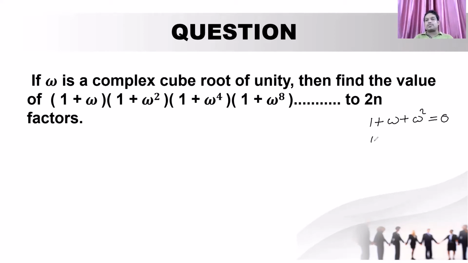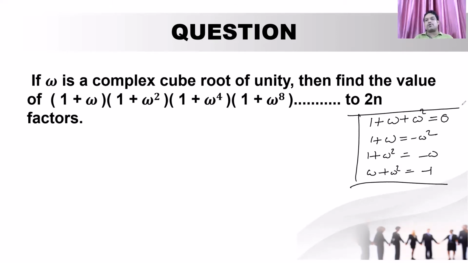So 1 plus omega is what? Minus omega square. 1 plus omega square is what? Minus omega. Omega plus omega square equals what? Minus 1. This rule we have to apply.